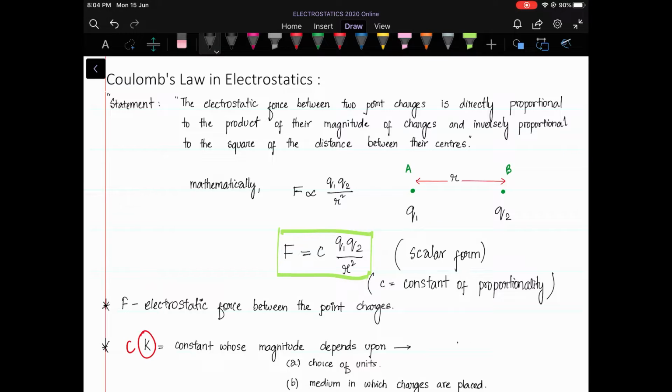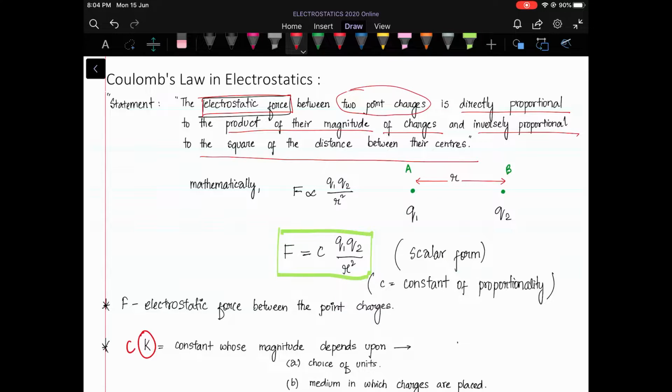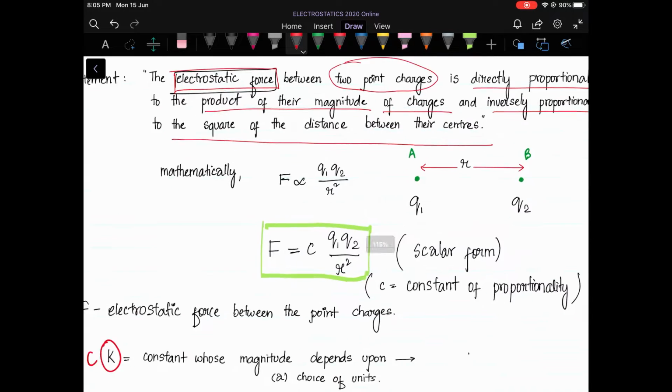Now the reason why we studied point charge is because Coulomb's law is applicable only for point charges. The statement of Coulomb's law is: the electrostatic force between two point charges is directly proportional to the product of the magnitude of the charges and inversely proportional to the square of the distance between their centers. Now Coulomb could come up with this law because of his experimental observations with electrostatic force.